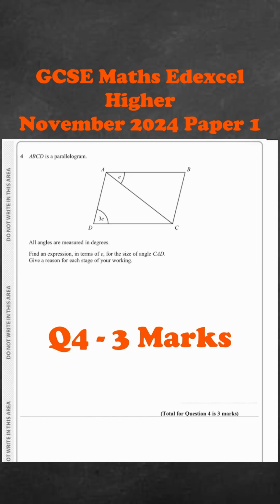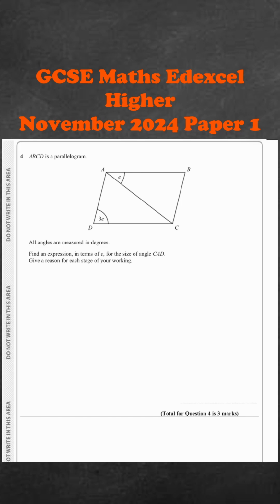Question number 4. ABCD is a parallelogram. All angles are measured in degrees. Find an expression in terms of E for the size of angle CAD. Give a reason for each stage of your working.